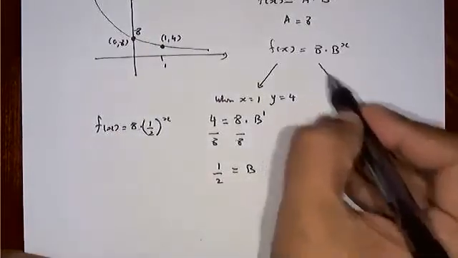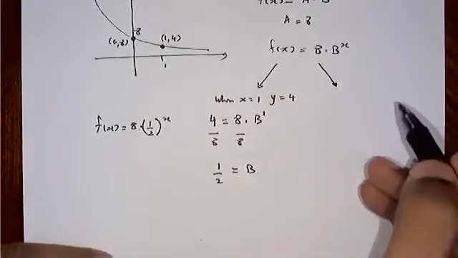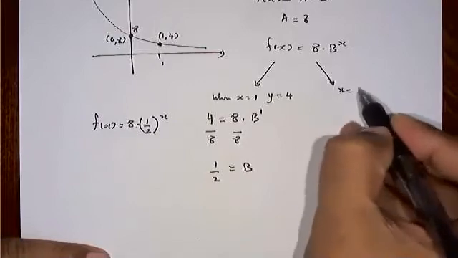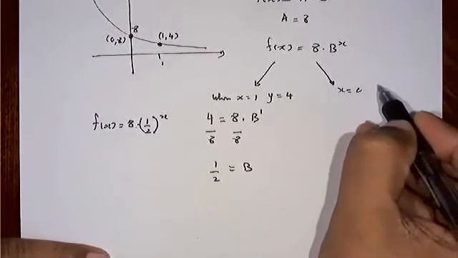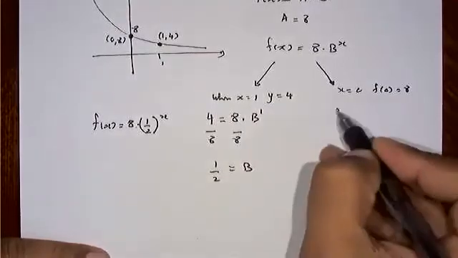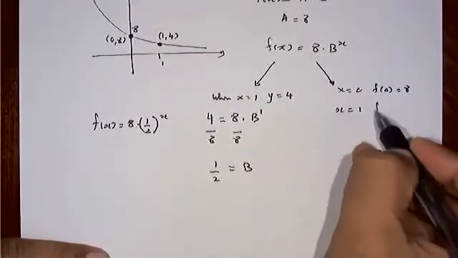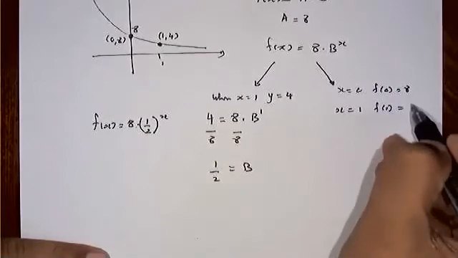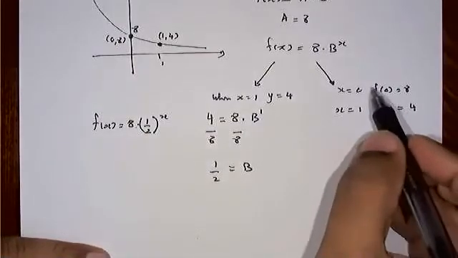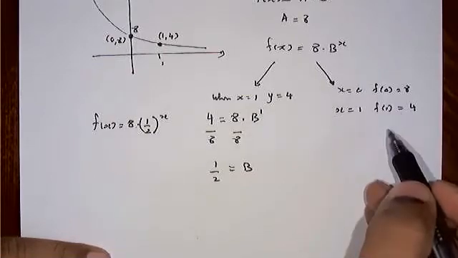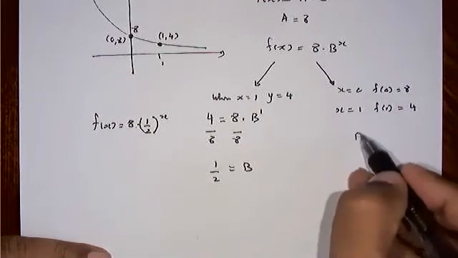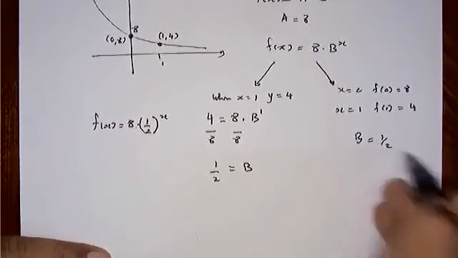Or the second method is, since we know the initial value when x equals 0, the function is equivalent to 8. And when x equals 1, we can also say the function is equivalent to 4. So that means when you go from 0 to 1, in order for 8 to change into 4, the b has to be equivalent to 1/2.